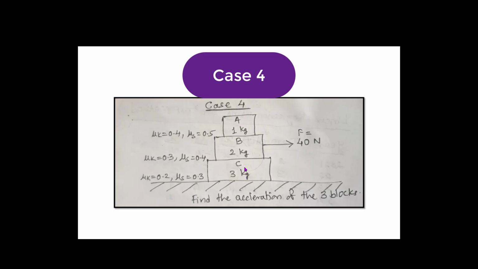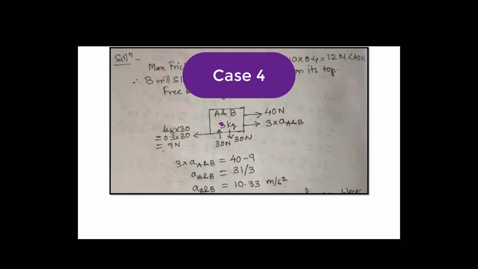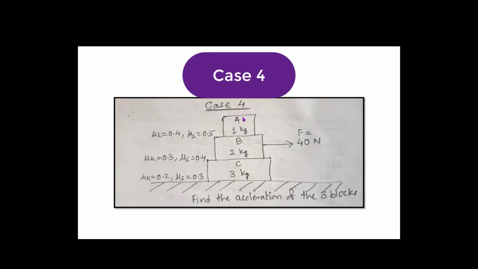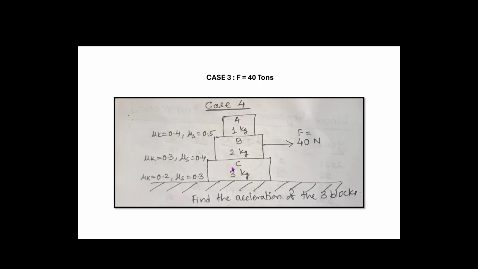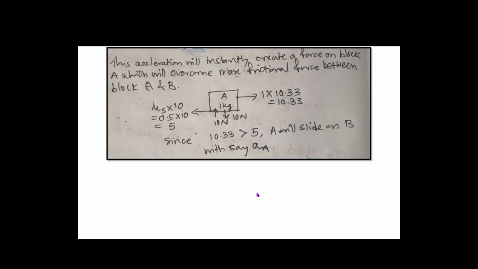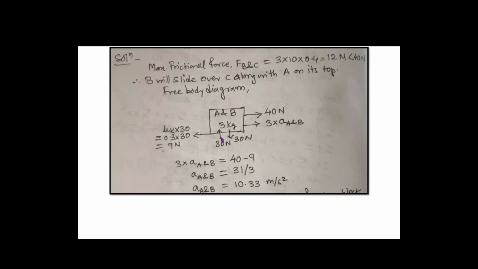So to start with, what is the maximum frictional force between B and C? For that, we should consider block A and B together, because block A and B together are exerting the normal force on block C, which is going to be 30 Newton, because 2 plus 1, 3 kg mass, into we are assuming 10 as the value of g, so it is around 30 Newton.